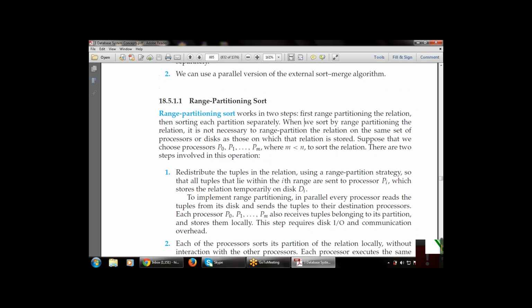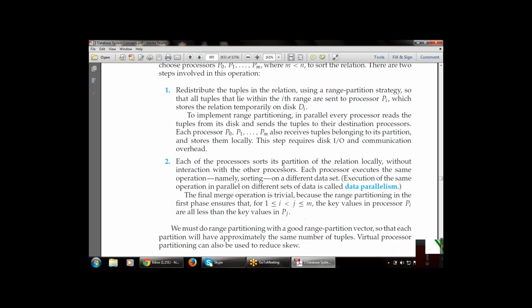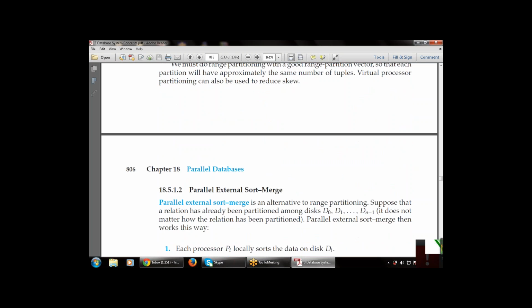There are two steps involved in applying the range partitioning sort. First, redistribute the tuples in the relation, whatever tuples are available, using a range partitioning strategy, so that all tuples that lie in a range go to the same processor. Then each processor sorts its partition separately.